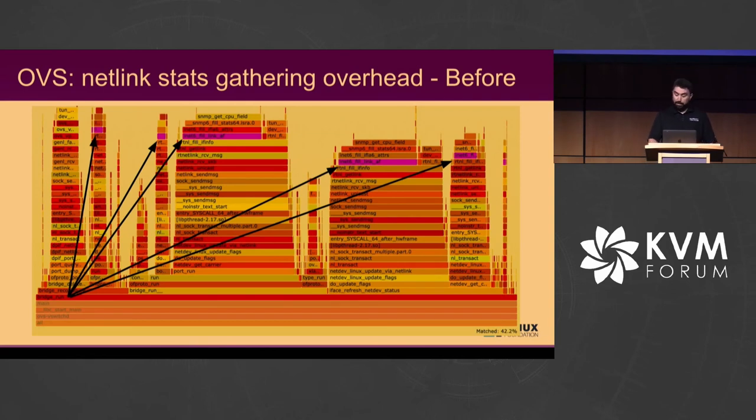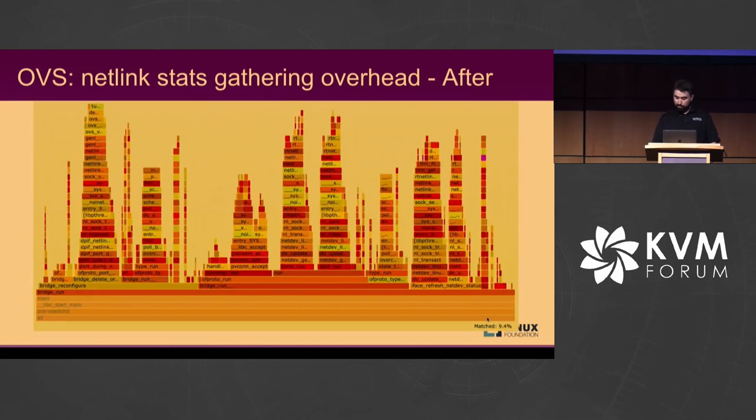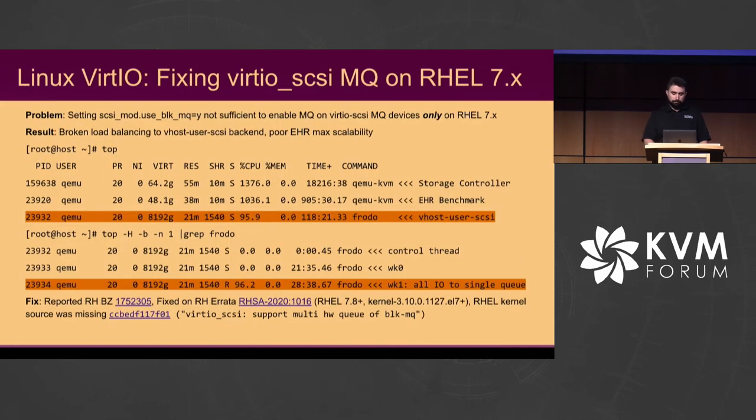So we get rid of that with the commits mentioned, and wouldn't you know, a little purple search field here in the flame graph goes down from 42.2% of samples to 9.4% of samples. So a big time tax cut.